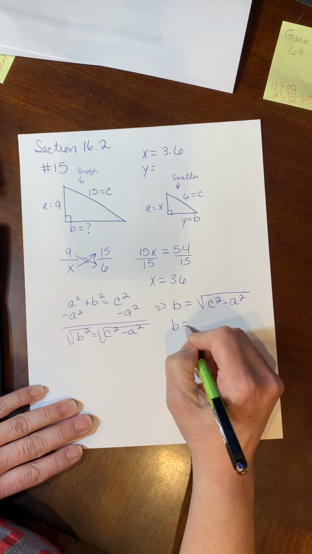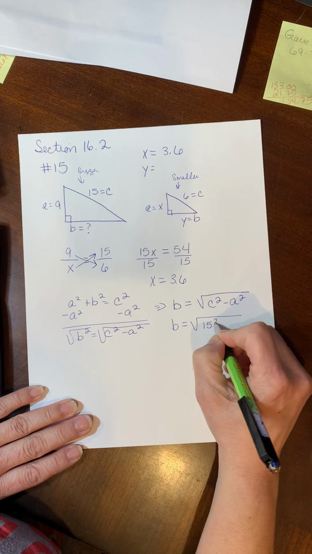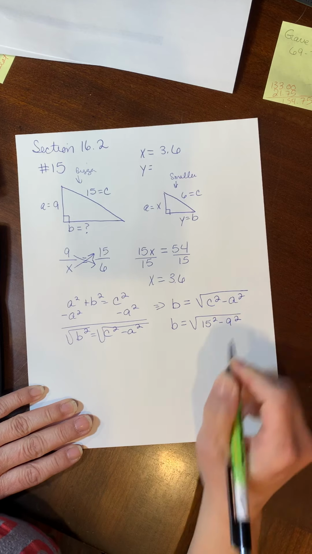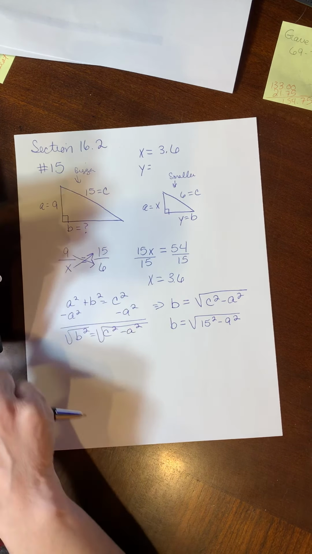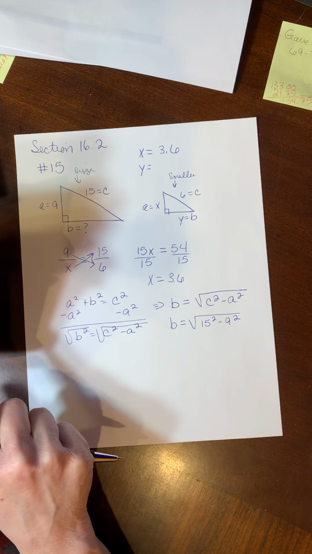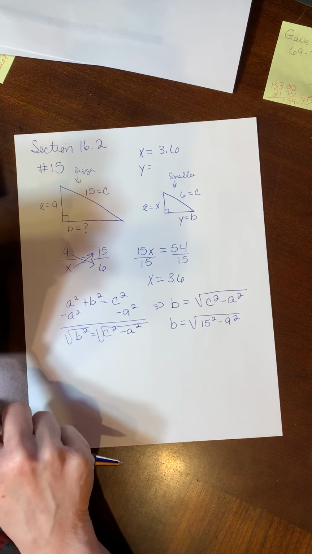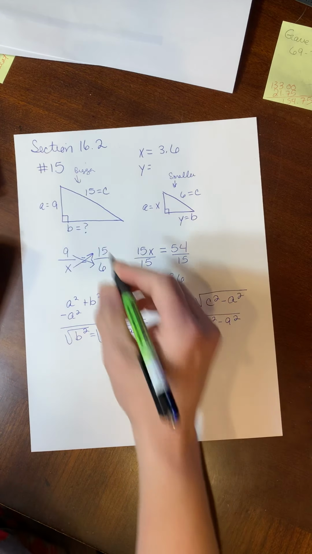We plug in our numbers. C squared is 15 squared. A is 9 squared. So we type into our calculator the square root of 15 squared minus 9 squared, close parenthesis, equals 12. So now we know B equals 12.